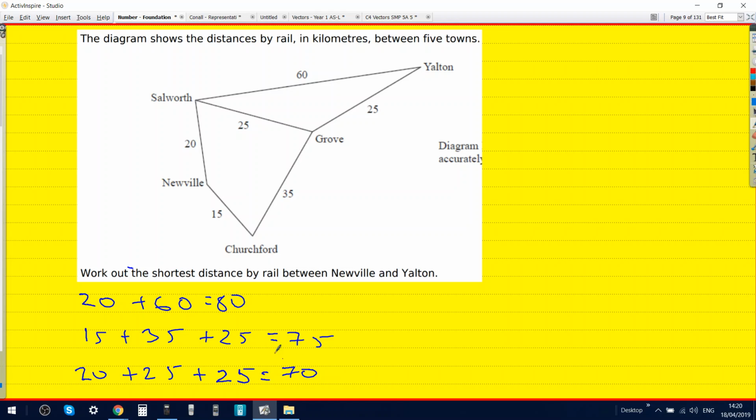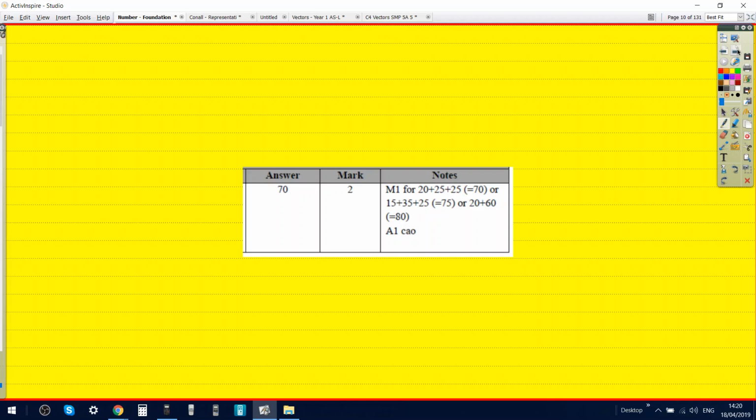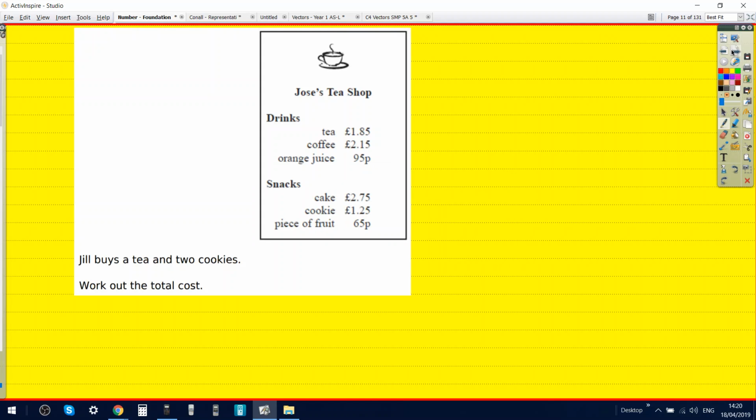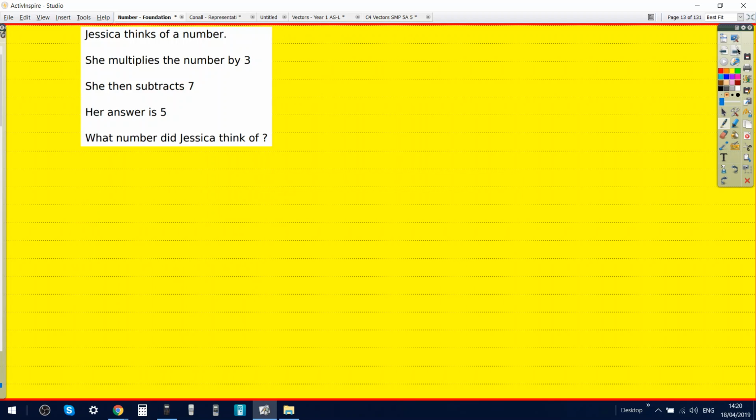I think. Okay, so the shortest distance then would be, work out the shortest distance by rail: 70 kilometers. Yeah. That's it. You'll be fine for this type of stuff.